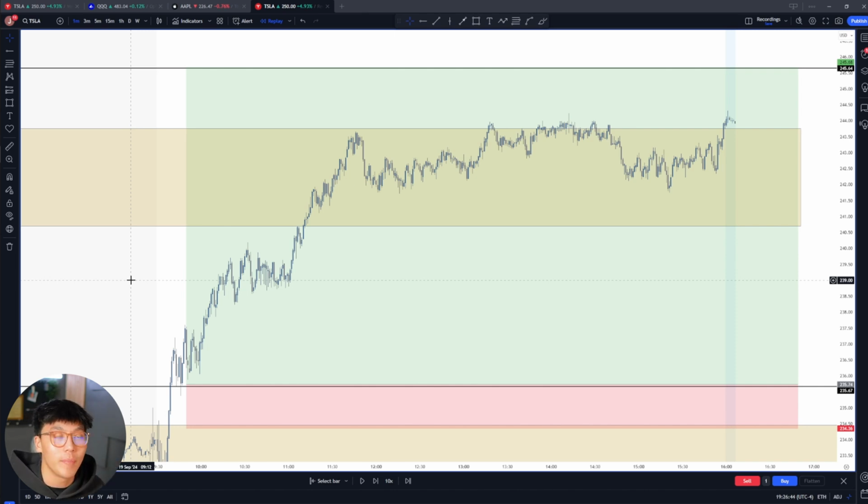This trade was the best trade of the month. Also made up the majority of my P&L. So I'm super grateful that I was able to capture this. Now let's go on to the live sessions to see exactly how I executed this in real time.